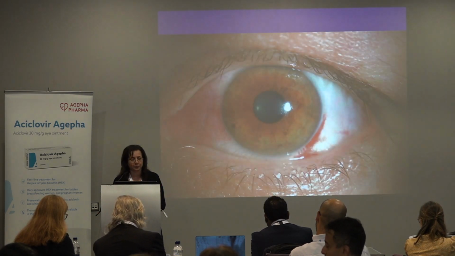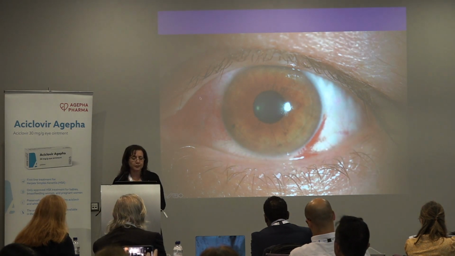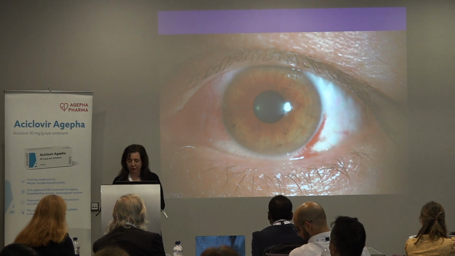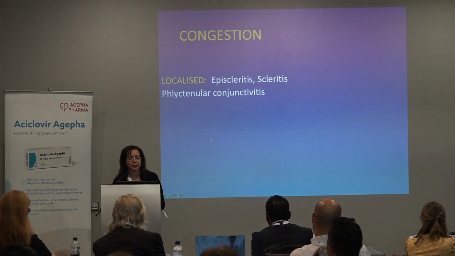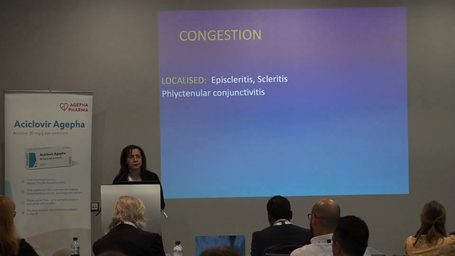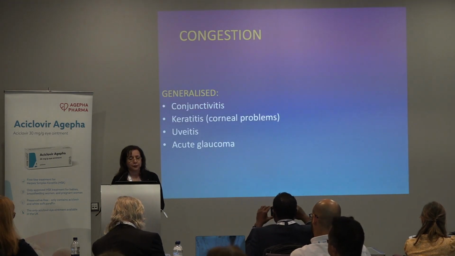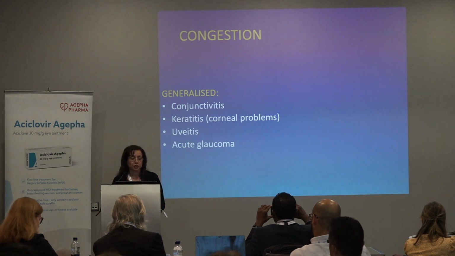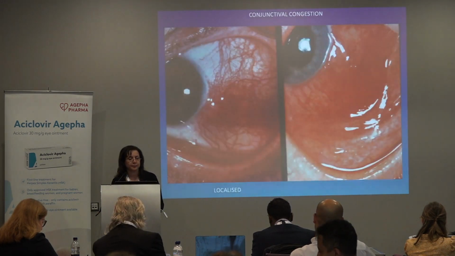This is just to show you the example of subconjunctival hemorrhage and a localized congestion where the blood vessels are localizedly dilated in a certain area. Localized congestion can be due to episcleritis, scleritis, or a form of conjunctivitis which is allergic called phlyctenular conjunctivitis. Generalized congestion is caused by conjunctivitis, whatever the cause, or any corneal problems, uveitis, and acute angle closure glaucoma.